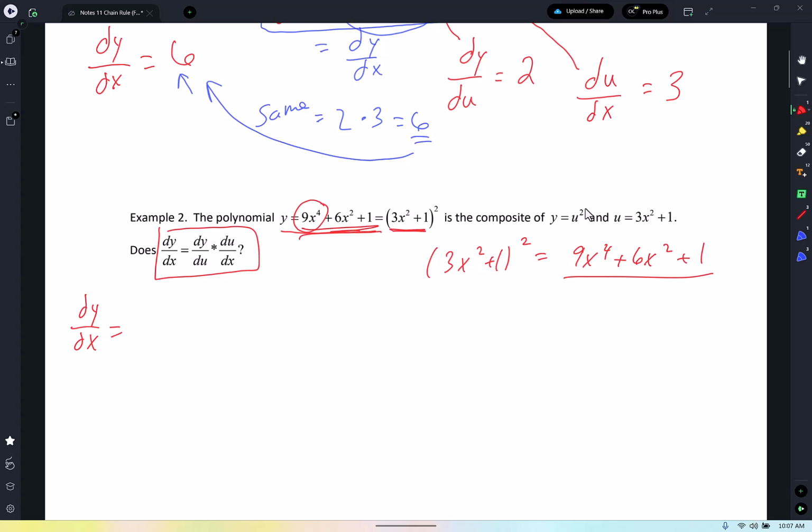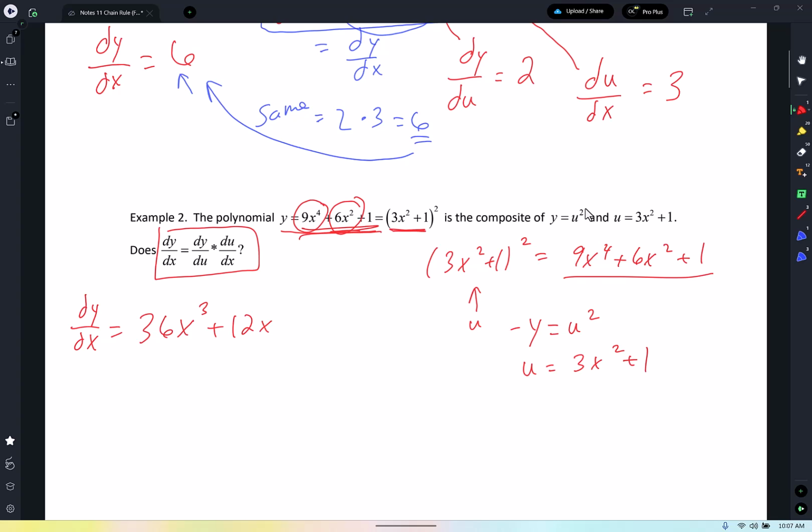So real quick, just to verify, dy dx. What's the derivative of 9x to the 4th? Yeah, 36x cubed plus, what's the derivative of 6x squared? 12x. There it is. That's what I'm trying to verify, to see if I get that. Of course, we're going to get that, right? So here we go. I'm going to call this guy the letter u. So I'm going to write y equals u squared, where u is equal to 3x squared plus 1. And I'm going to go slow.